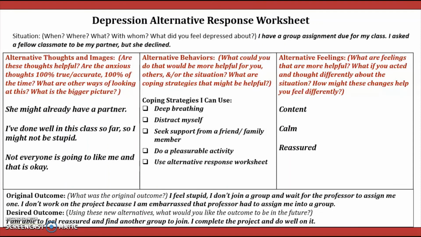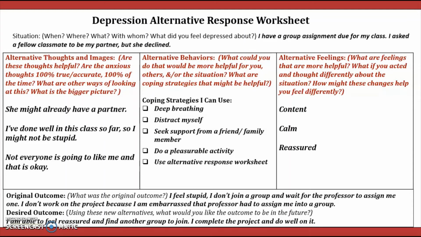So now we are going to look through the alternative response worksheet for depression. The depressive situation that we've identified is I have a group assignment due for my class, and I ask a fellow classmate to be my partner, but she declines. So similar to the anxiety one, we are going to have different questions that can help guide us for our alternative thoughts, our behaviors, and feelings.